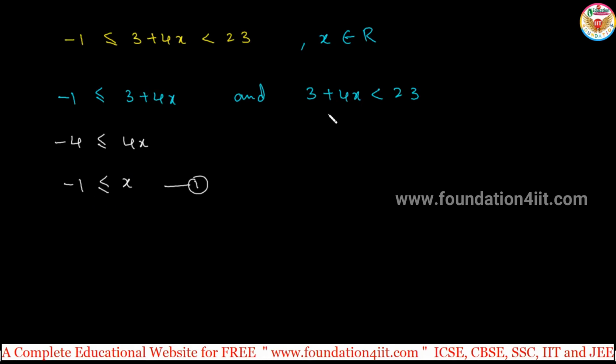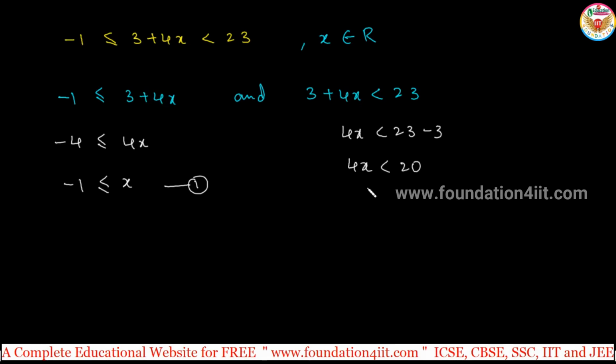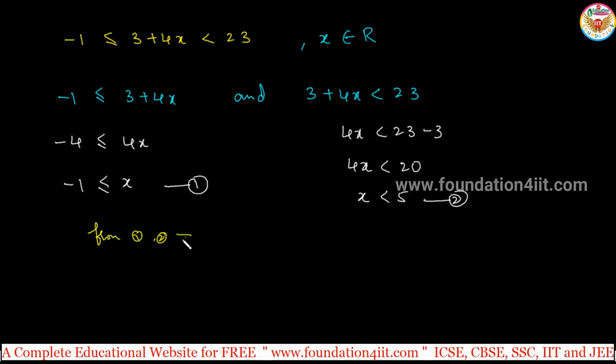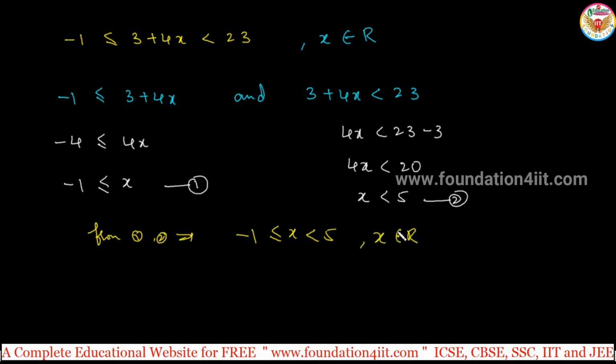Let this be equation 1. Here, 4x is less than 23 minus 3. We already know the rules on how to solve. 4x is less than 20. Divide by 4 on both sides. Then x is less than 20 by 4, which is 5. x is less than 5. From equation 1 and 2 together, minus 1 less than or equal to x, and continuing, x is less than 5, where x belongs to real numbers.